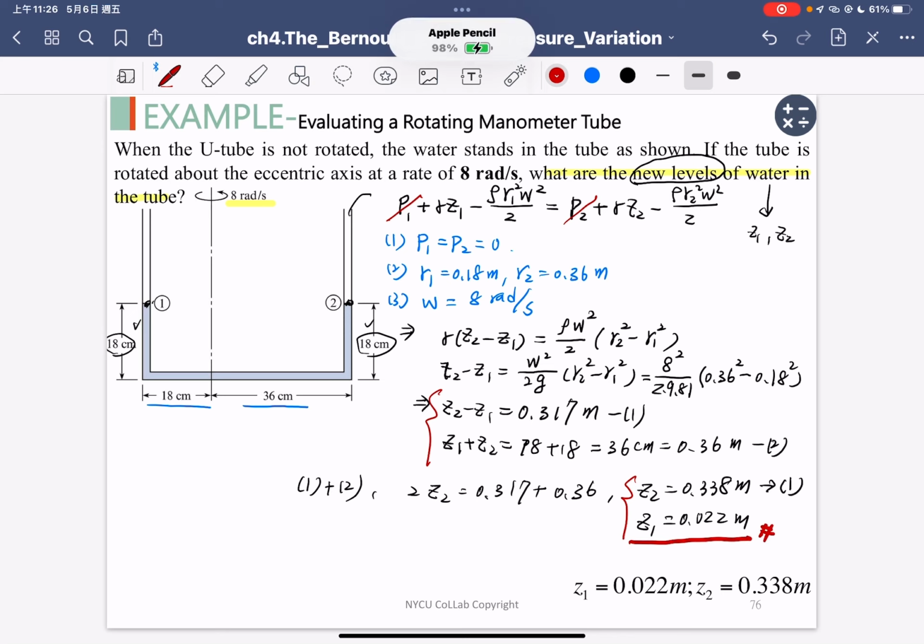So the idea is we apply the Bernoulli equation for the rotating flow, but the answer we need is required for the new levels. So sometimes we need 2 equations to find the 2 unknown variables. This is very common, because usually we will not only ask you one question; here the question asks for the new rise height, so you usually need 2 equations. This is very important. Okay, so this is almost our final exercise related to the rotation flow.